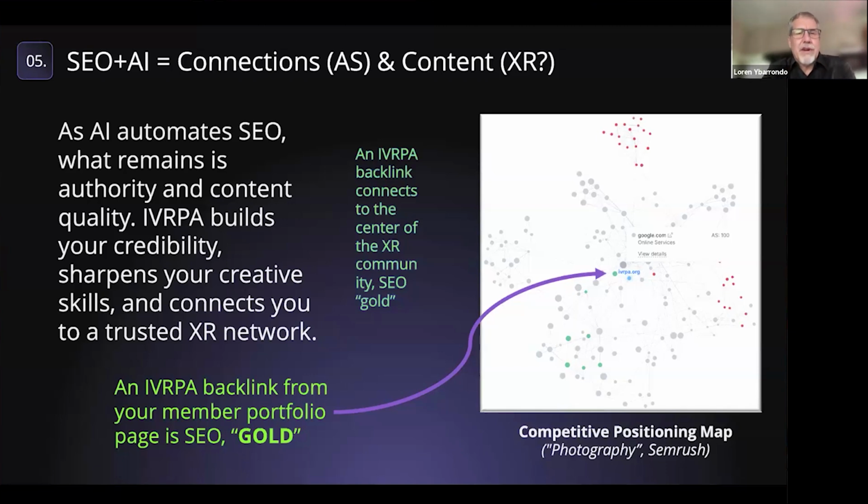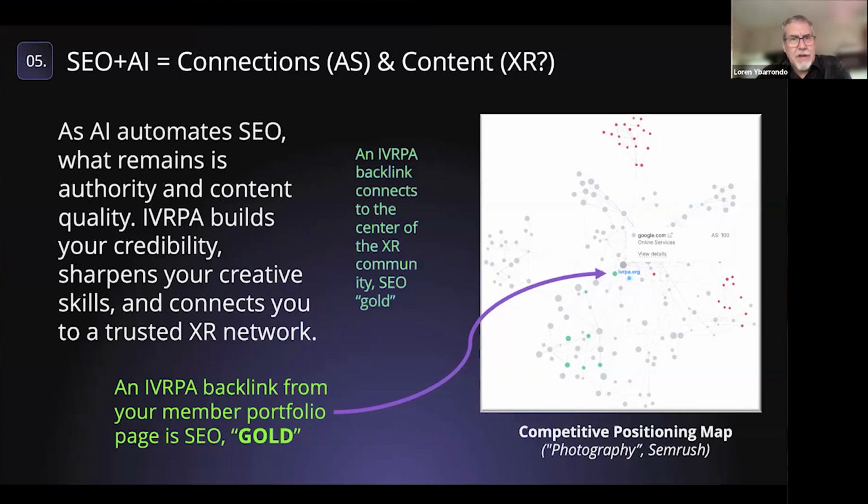We're reaching pretty quickly where it's really down to two things: your connections, where you are in the community, your authority score, and then the content of the page. What is the quality of what you're producing? In both cases, the graph I have here is what they call a competitive positioning map, and it shows where the authority score, where you're at in the community, sits. For this community, the community is photography, not VR photography, just photography in general.